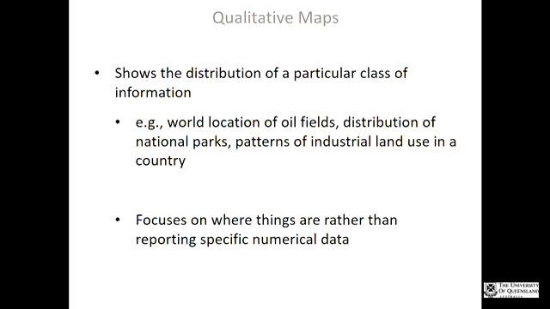But we can also have qualitative maps. Qualitative maps are really related to categorical data. So we're thinking about ordinal or nominal data, and things like locations of a particular type of object, or distributions of national parks. I've got some examples here. Patterns of industrial land use and so on. So these are categorical data. In this case, we're often thinking about representing those categories and where they are in relation to each other. If you've got multiple categories, we might be looking at relationships between types of categories. So there's a distinction between the continuous quantitative data and more qualitative categorical data.